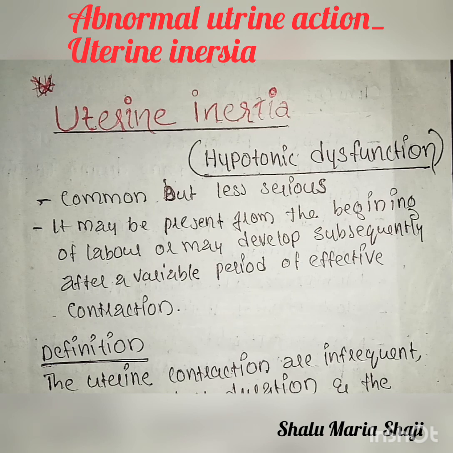Hi friends, in this part we focus on another classification of abnormal uterine action, that is uterine inertia or hypotonic dysfunction. It is a common type of abnormal uterine action, but it is comparatively less serious. This hypotonic dysfunction may be present from the beginning of the labor or may develop subsequently after a variable period of effective contraction.